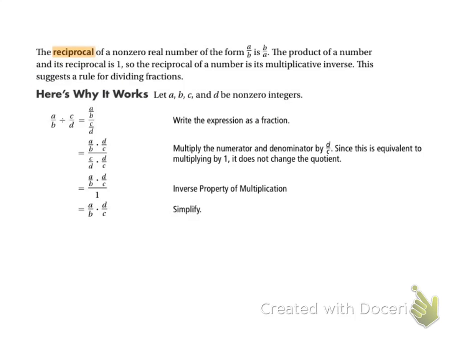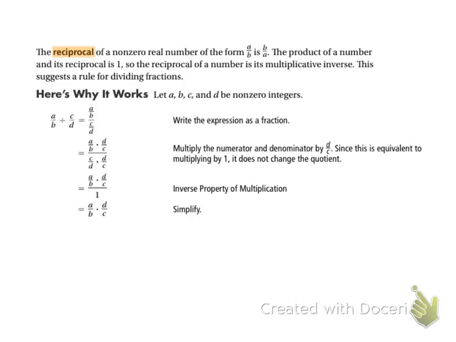The reciprocal of a fraction, if the fraction is a over b, the reciprocal is b over a. We just flip the fraction. And when we divide fractions, so if we look over here, a over b divided by c over d is the same thing as a over b multiplied by d over c. And this is showing us why this works.